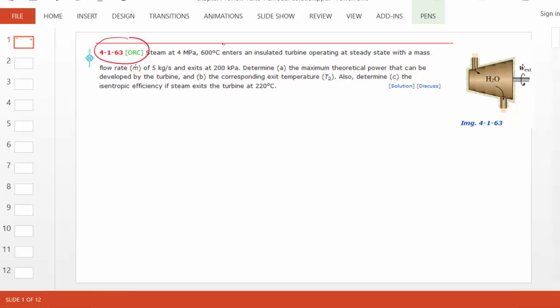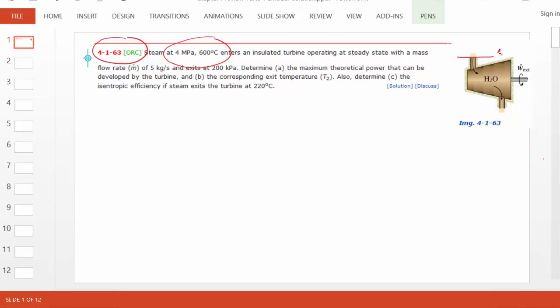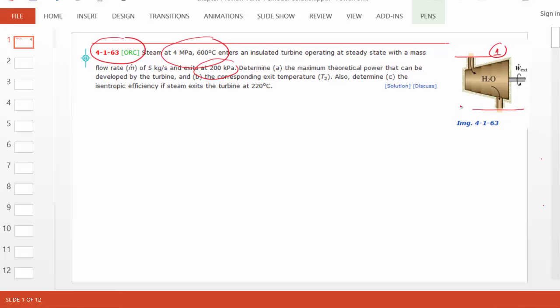Let's see what's given in the problem. Inlet conditions are specified, which we'll call state 1 here. And the exit pressure is given, and we are supposed to find the maximum theoretical power, which means the exit state must be the ideal state, the isentropic state, and also we'll call the actual exit state as state 3 when the turbine is not isentropic.